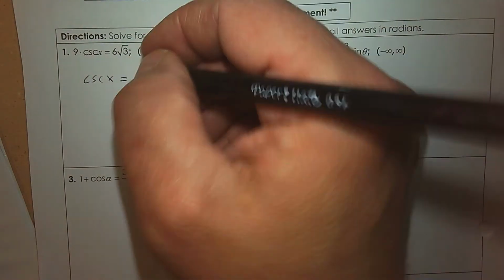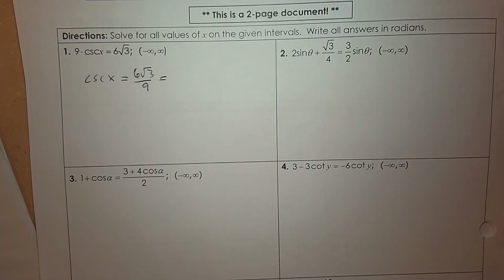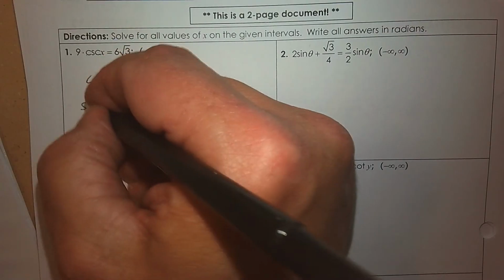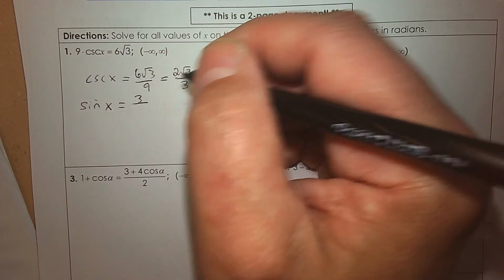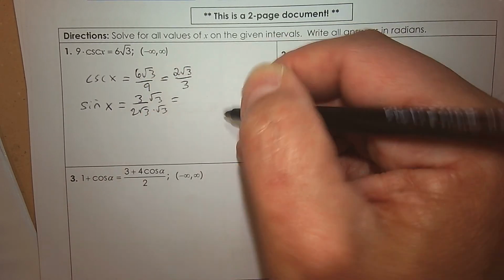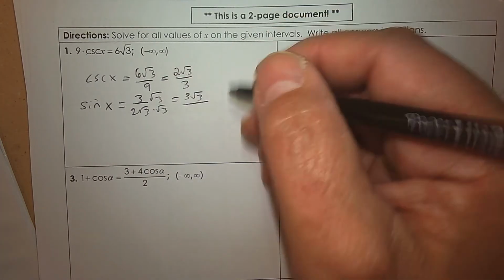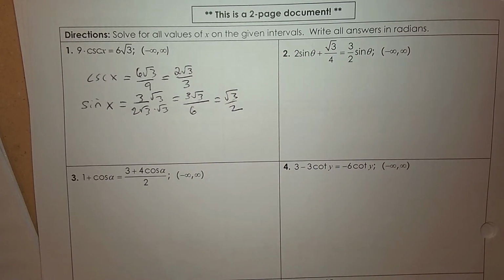To do that, I'm going to divide by 9. When I do that, I'm also going to reduce it down, so I'm going to divide top and bottom by 3. And then I'd rather work with sine than cosecant, so I'm just going to do the reciprocal. And understand the reciprocal of that is root 3 over 2.